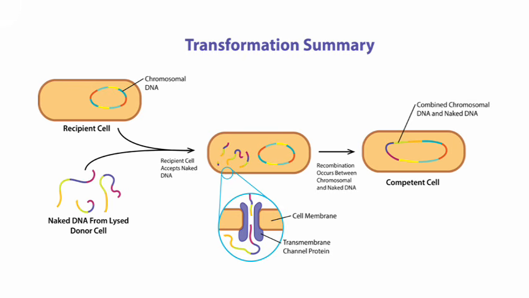Now, this slide shows you the transformation summary. In the left portion of the diagram, we can see the free naked DNA that is released by a lysed donor bacterial cell. To understand, again, for transformation, the donor cell needs to die or be lysed before it releases its naked DNA in the environment.